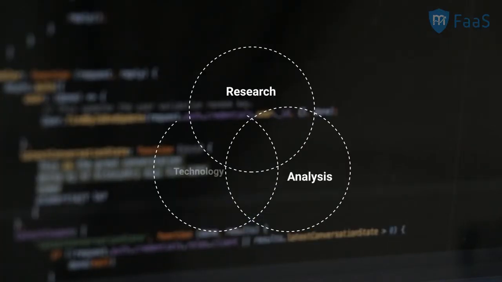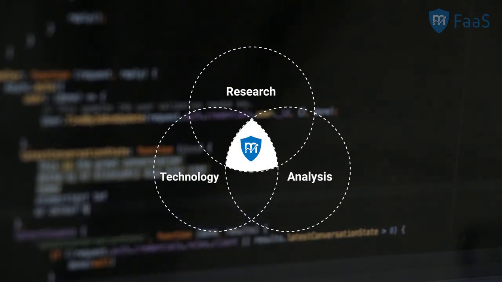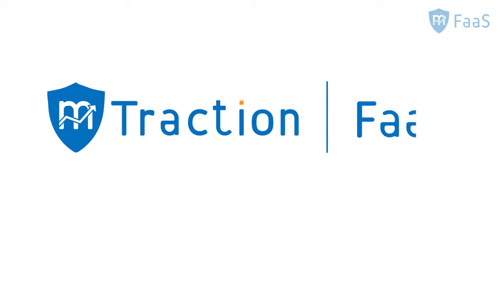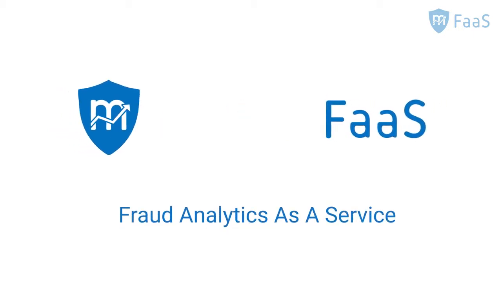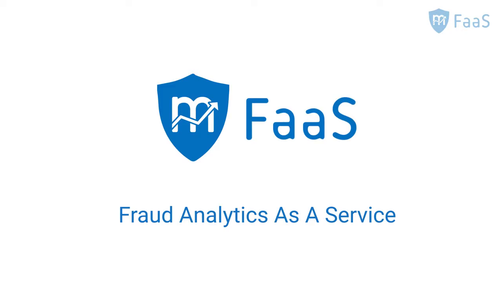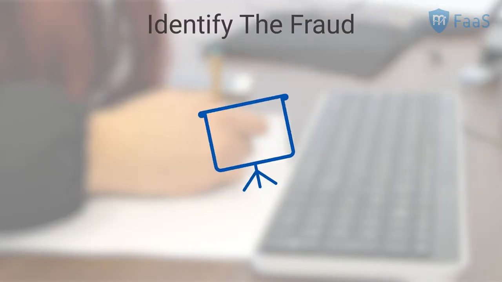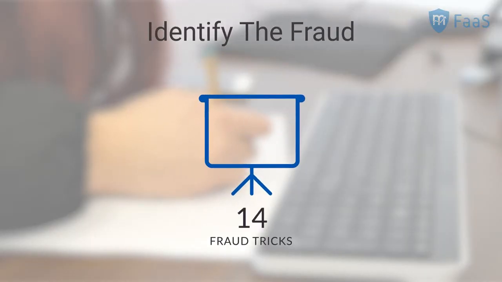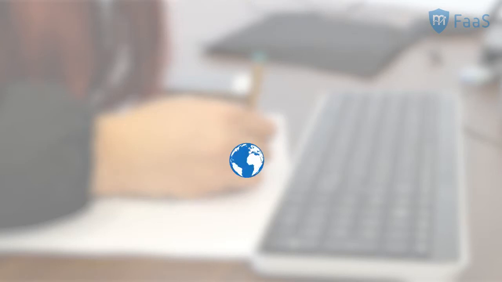So after years of research and analysis, we've been able to develop one such product for all app marketers and publishers. We present to you mTraction FaaS, our real-time fraud analytics as service platform. It helps you identify the fraud on the runtime according to 15+ reason codes, fraud tricks, that publishers are using currently to propagate fraud in the market.